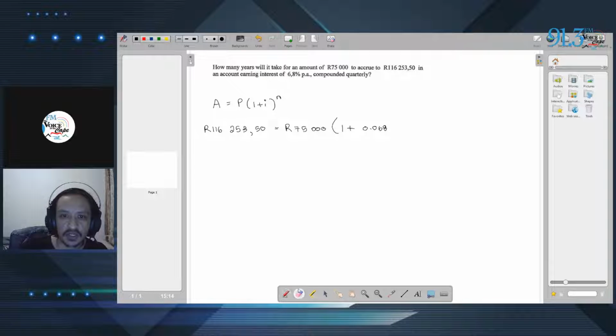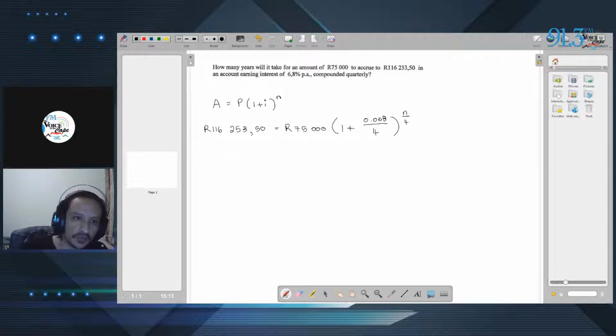So this is going to be 0.068 over 4. Now remember, n represents the number of years, but because it's quarterly, we're also going to affect this exponent with over 4 as well. This is number of years divided by 4, because it's compounded quarterly. So we need to input that information here as well. Now, this part may throw you a bit off. You're probably wondering, how do I resolve for this n over 4? I need to get this to be the subject of the formula.